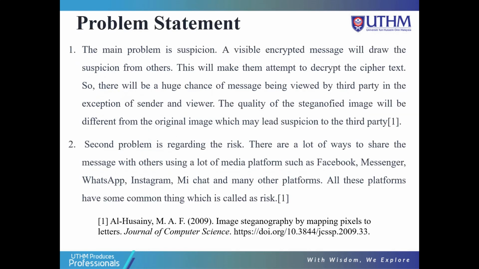For the problem statement, the main problem in image steganography is suspicion. A visible encrypted text will draw suspicion from others. This will make them attempt to decrypt the ciphertext, so there is a huge chance of the message being viewed by a third party, other than the sender and viewer. The quality of the stego image will be different from the original image, which may lead to suspicion from the third party.